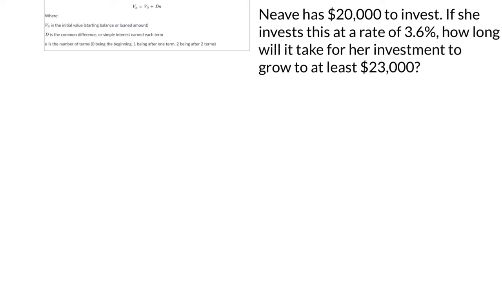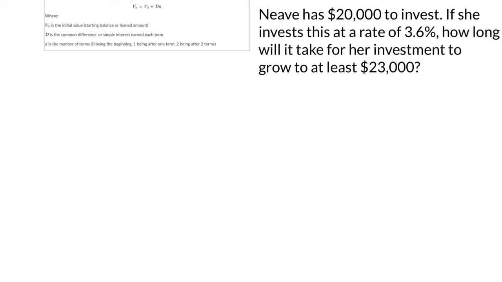Now let's have a look at a bit of a different question. Neve has $20,000 to invest. If she invests this at a rate of 3.6%, how long will it take for her investment to grow to at least $23,000? So this time we're not asked to find the value after a particular period of time. This time we're asked to figure out how many years it will take for this investment to grow to $23,000. Now, it doesn't say anything about months or fortnights, so we're going to assume that this is a yearly investment. So every year the interest is calculated.